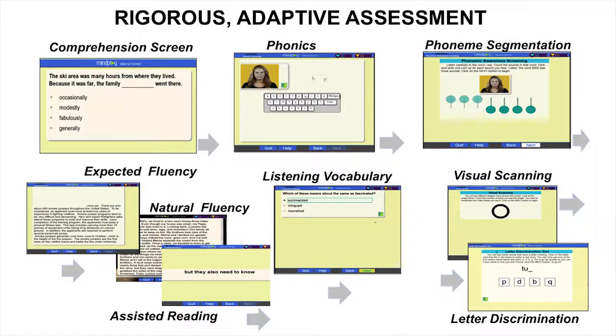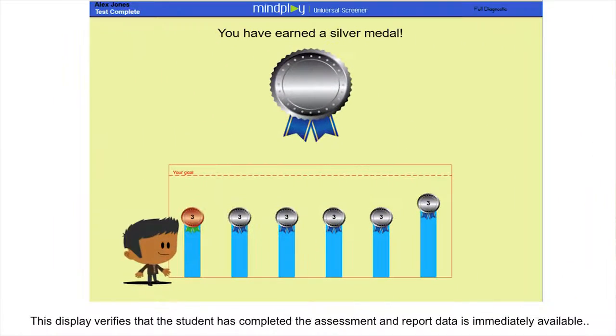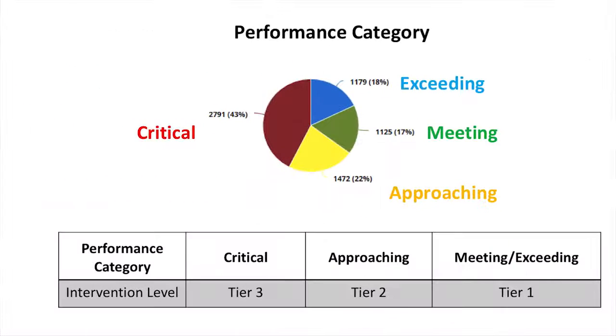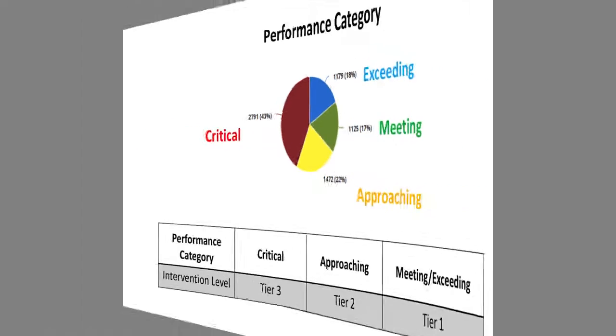Although this test alone cannot determine if a student has dyslexia, a below goal score could indicate further evaluation for dyslexia may be required. A screen announces the end of the test. Testing results are available immediately upon test completion. At the district, school, and class levels, 4 performance categories are tracked: exceeds grade level, meets grade level, approaches grade level, and falls below grade level.